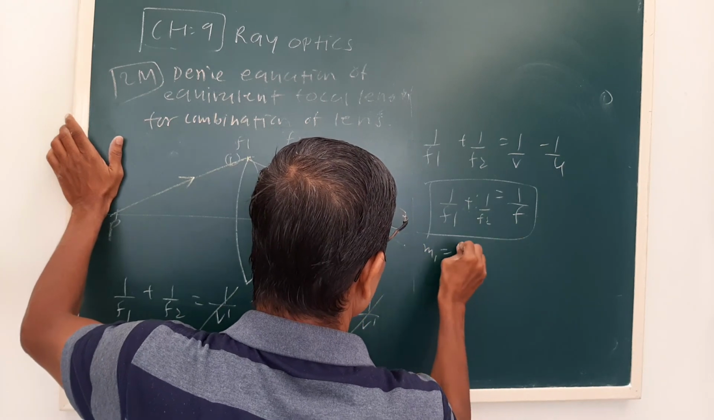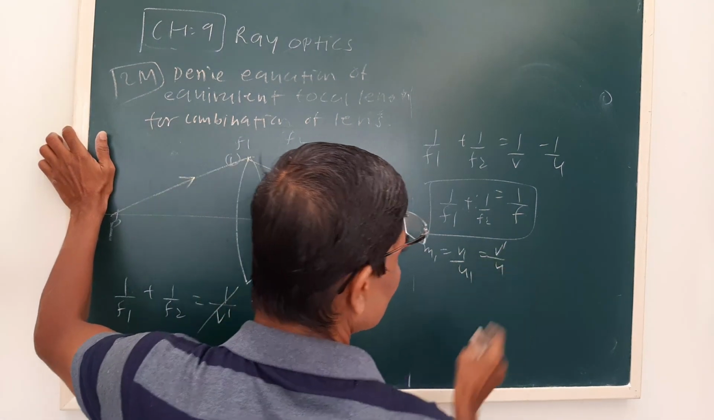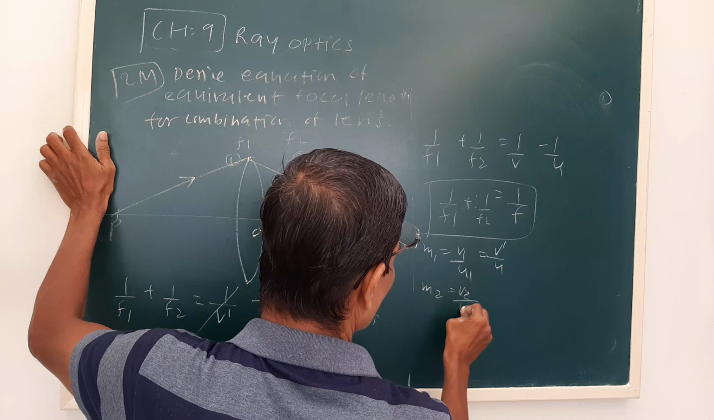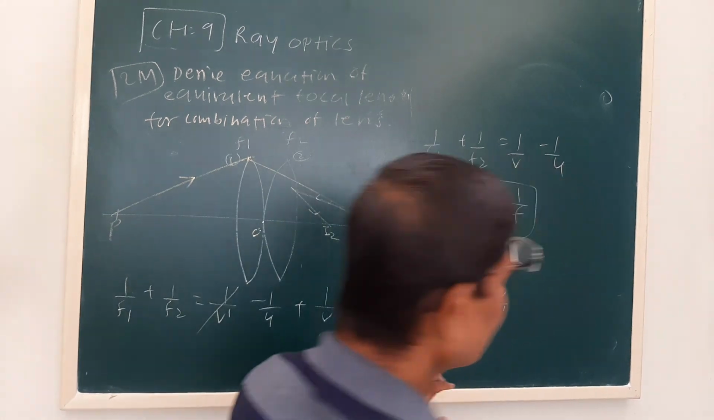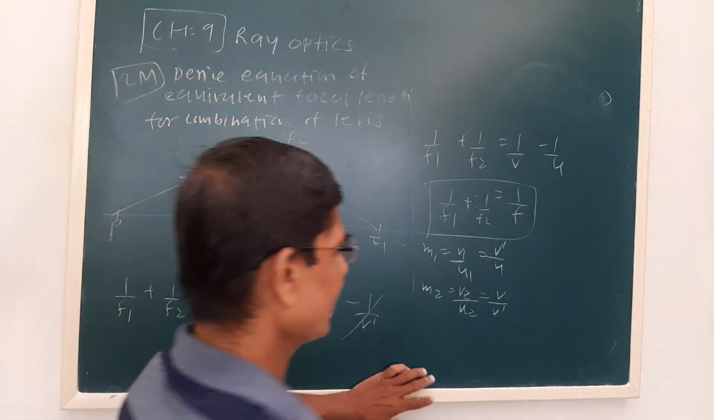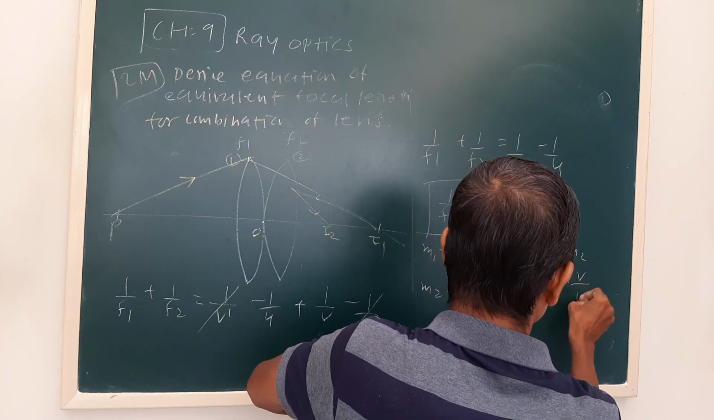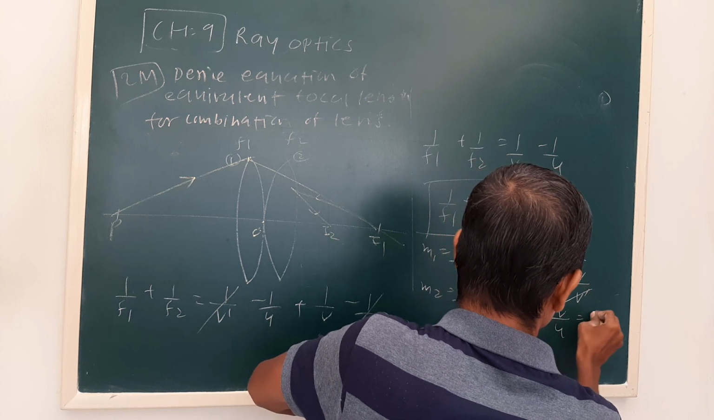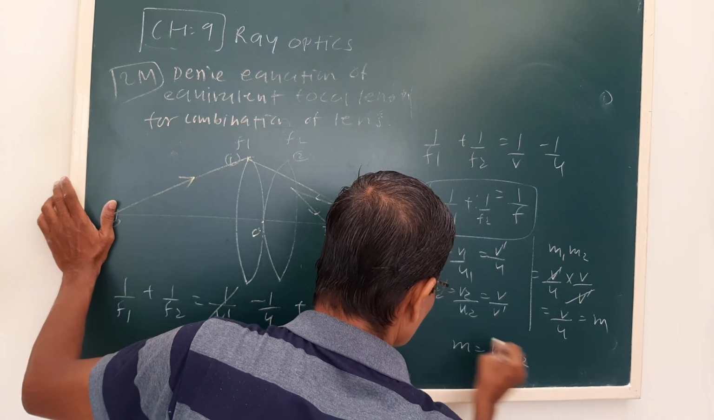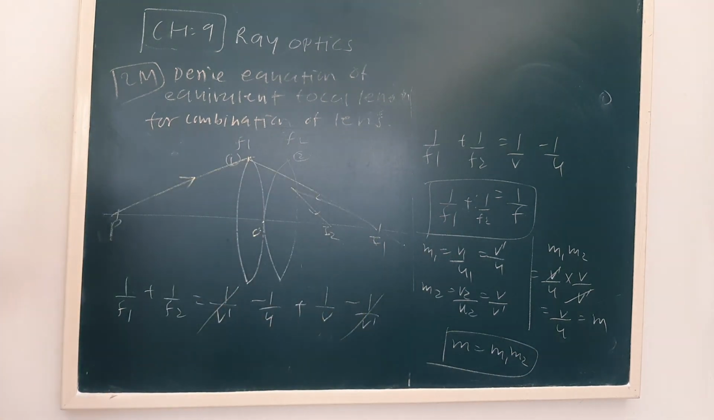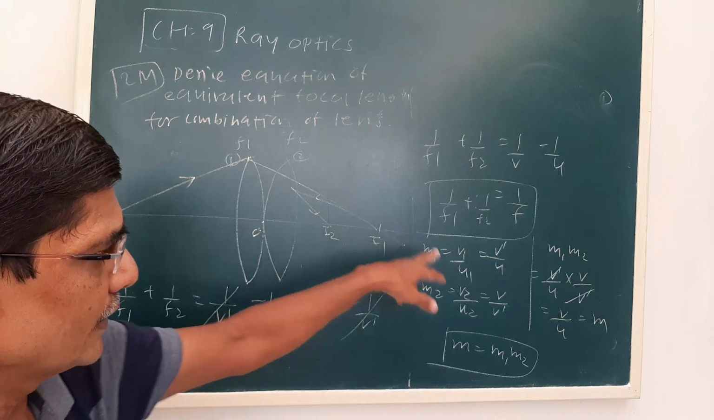Now see the magnification of the combination. m1 is v dash upon u. m2 is v2 upon u2, where v2 is v and u2 is v dash. The image formed by the first lens acts as an object for the second. Now if I multiply m1 and m2, v dash upon u times v upon v dash, the v dash cancels. So we can write m is equal to m1 into m2. That is the magnification for a combination of lenses. So this is how we can obtain the equivalent focal length and the magnification.